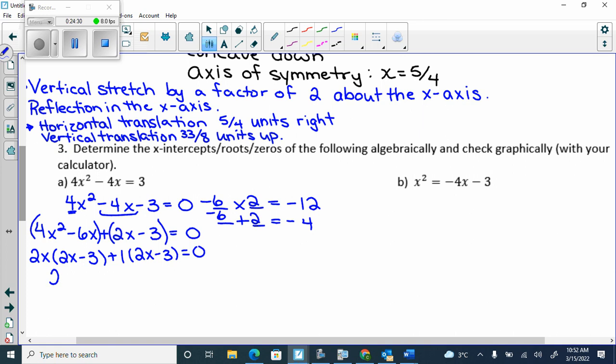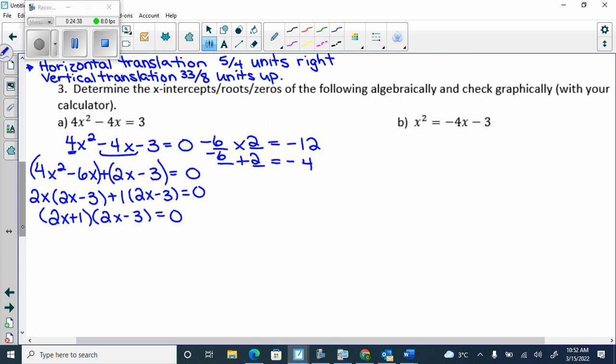So I get 2x plus 1, and 2x minus 3 equals 0. What's my, so that's grade 10. I've done nothing but grade 10. What's my grade 11 step? Take those two and set them equal to 0 and solve, right?